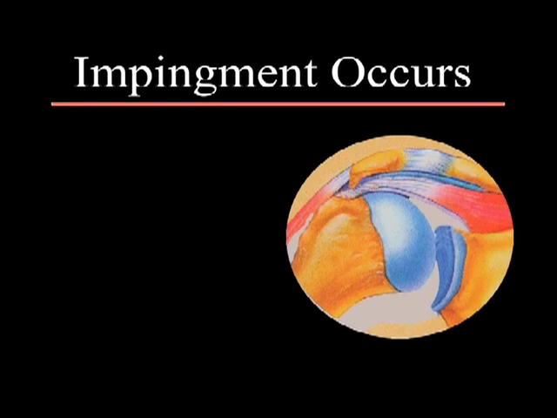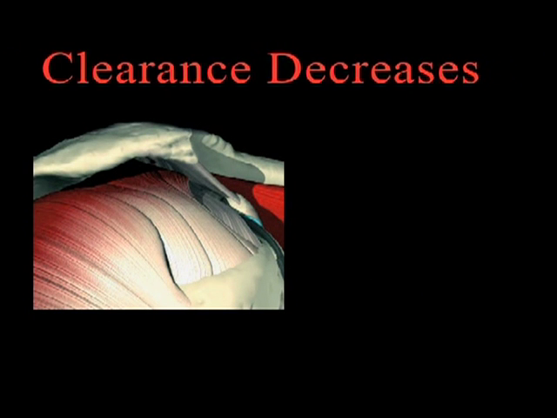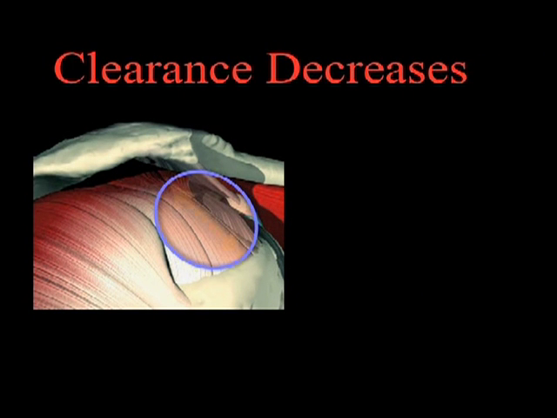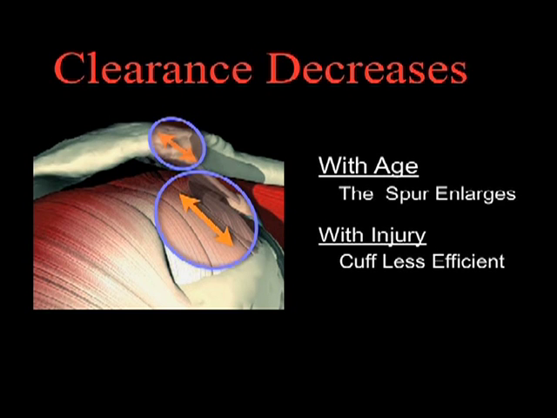Impingement occurs when the rotator cuff tendon comes in contact with the roof of the shoulder, and as a consequence becomes abraded, roughened, and thinned. Clearance between the cuff tendon and the acromial spur decreases with age. This follows the progressive enlargement of the acromial spur, which originates from the front of this bony roof and projects inferiorly toward the cuff tendon. Injury will also affect rotator cuff function, leading to further decreased clearance and further injury.